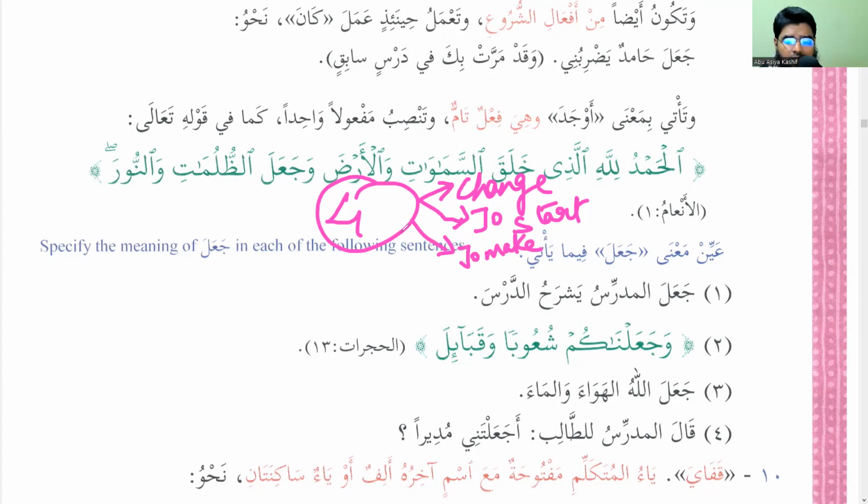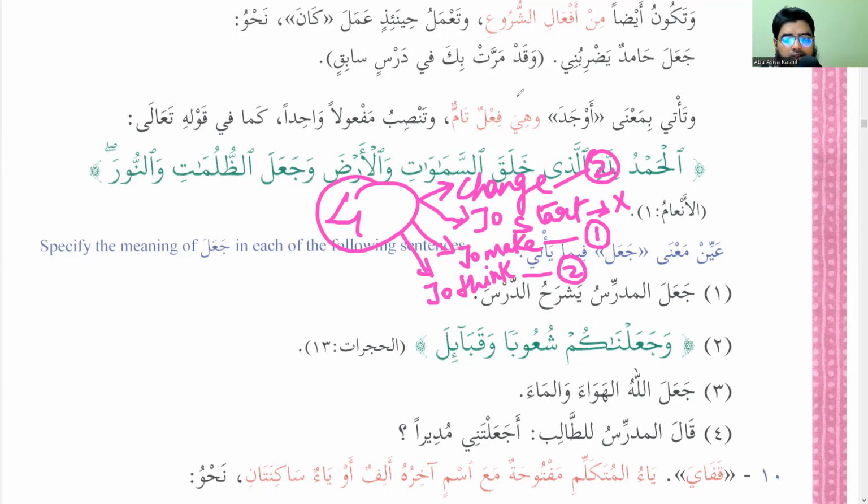And what was the other one? To believe or to think, to claim also, like أجعلتني مدرسا? He gave an example like, did you make me as a teacher? That means, did you think I'm a teacher? So change also takes 2 maf'ulun bihi. Start doesn't take any maf'ulun bihi, it's like kana. Make takes 1. And to think takes 2 again. These are the 4 types of جعل.